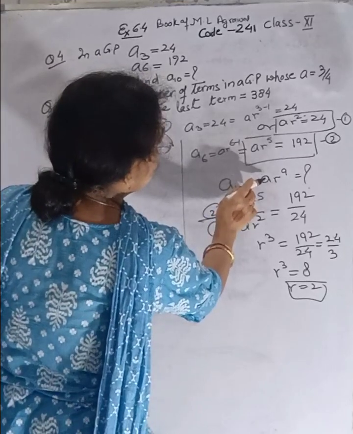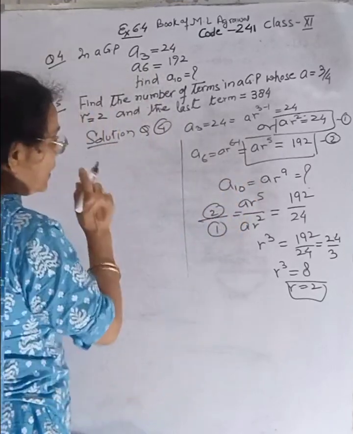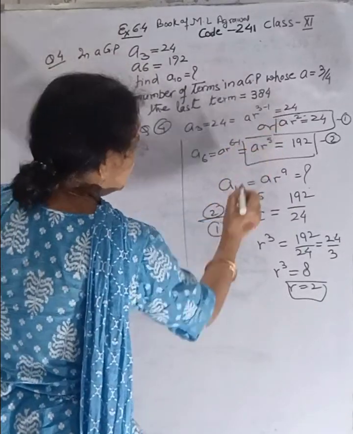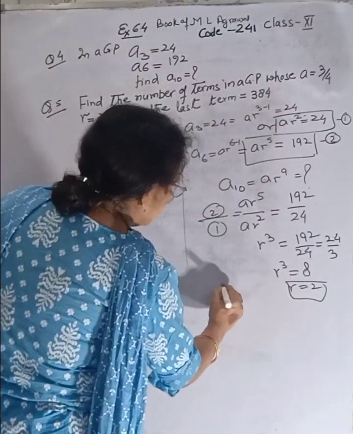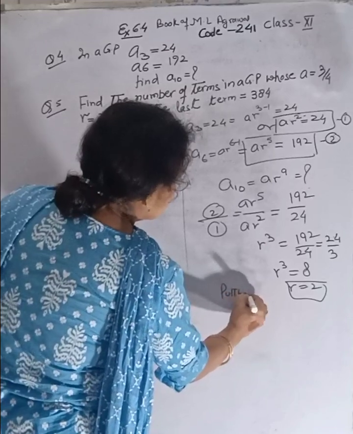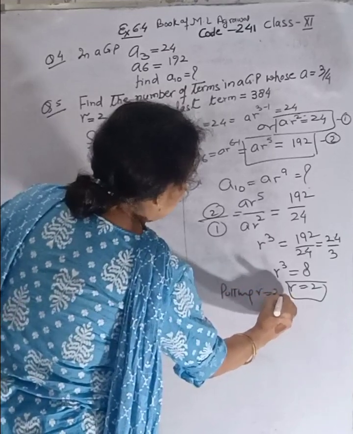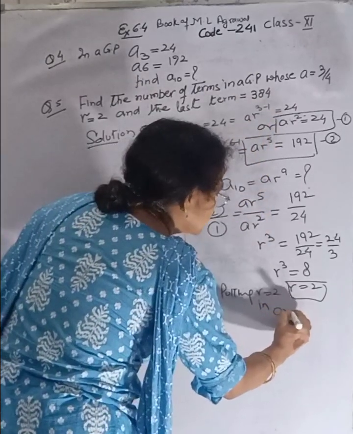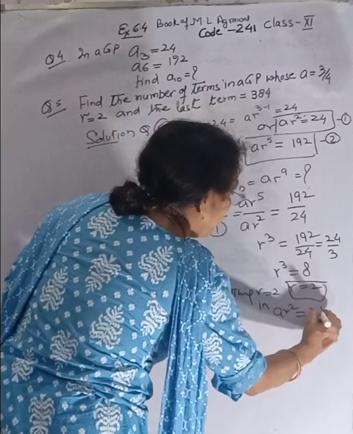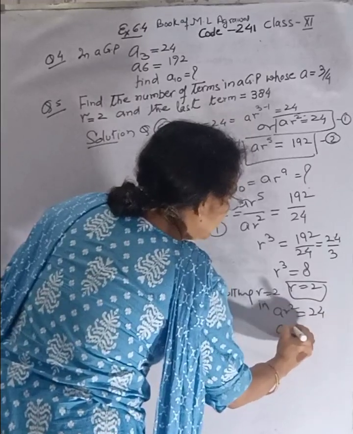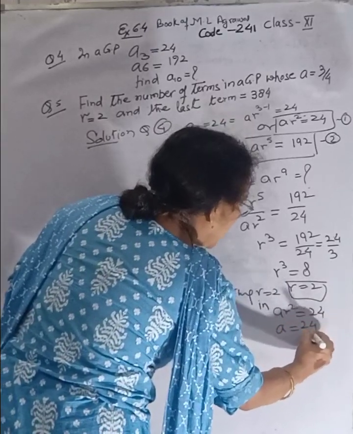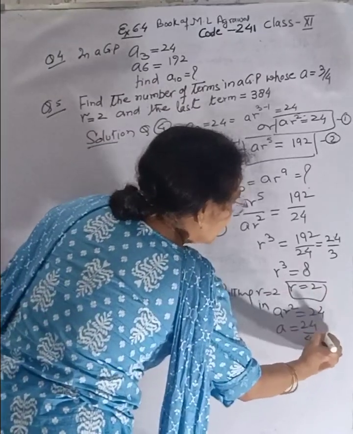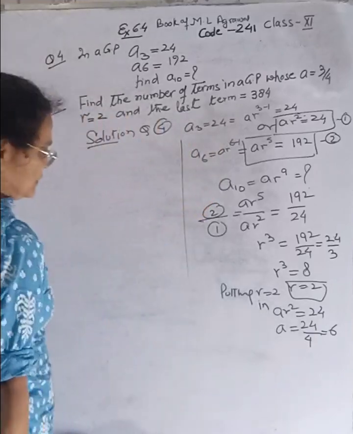Now, remaining is to find the value of A. Putting in either of these, we can use either one; this is the easiest one. Putting the value of R equal to 2 in AR square is equal to 24, it means A will be equal to 24 upon R square. The value of R is 2, so R square is 4. It means A will be equal to 6.